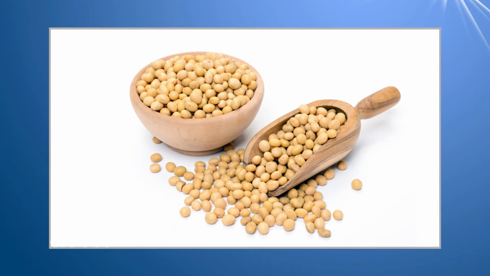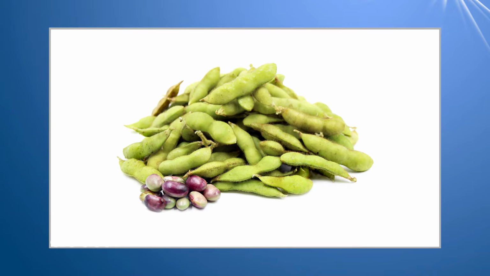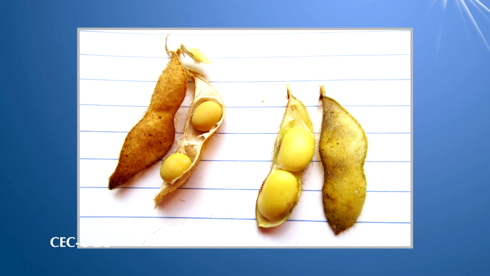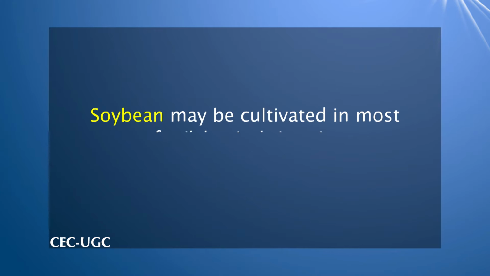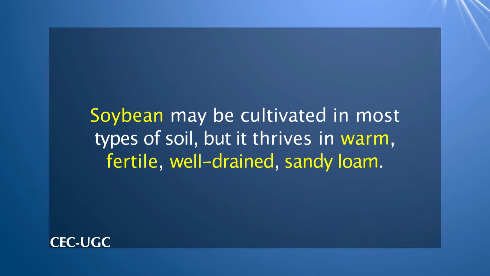Seeds can be yellow, green, brown, black or bicolored, though most commercial varieties have brown or tan seeds, with 1 to 4 seeds per pod. In the United States, the majority of soybean crops are genetically modified for resistance to the herbicide glyphosate. The soybean may be cultivated in most types of soil, but it thrives in warm, fertile, well-drained sandy loam.